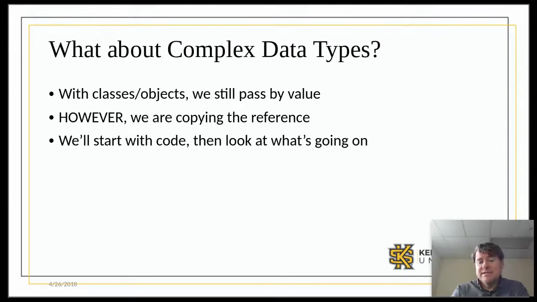So with classes and objects, you're still passing by value, but the effect is slightly different because what you're passing is a reference to the object. You're passing the value of the reference, but you are passing a reference. So I'm going to explain that because that's a little bit confusing. The behavior is also going to be slightly different than what you were seeing when we were doing the primitive data types. So let's take some code here.